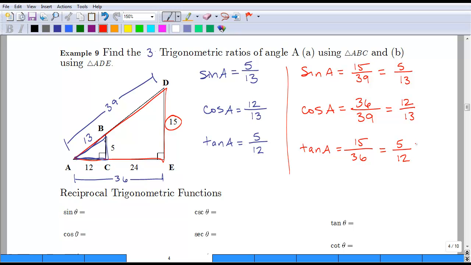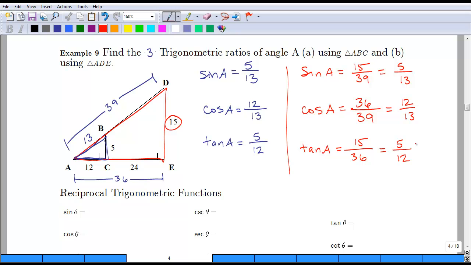So the moral of the story is that no matter how big this triangle gets, because that angle A is the same, our ratios are always going to be the same as well. And so that's why these trig ratios are so important, because they're going to stay the same no matter how big or small the triangle is, because that angle is the same.